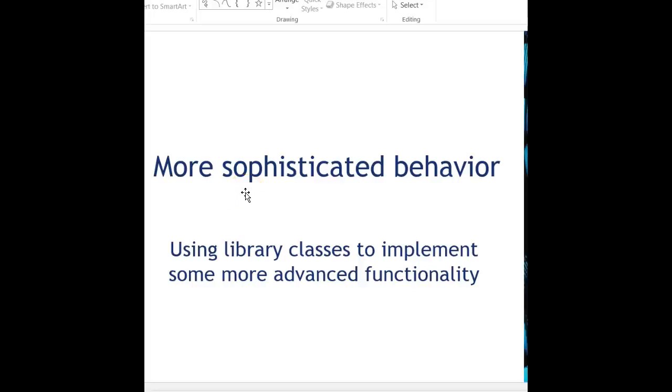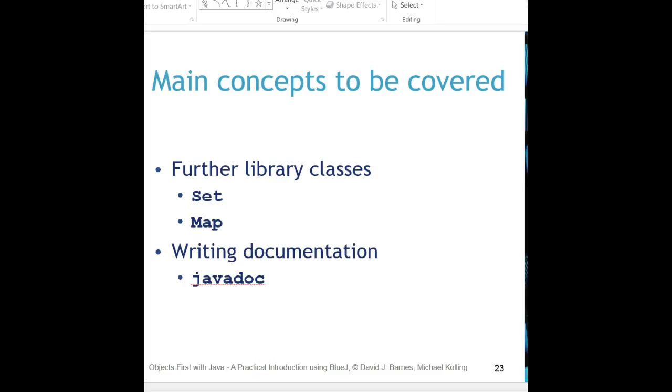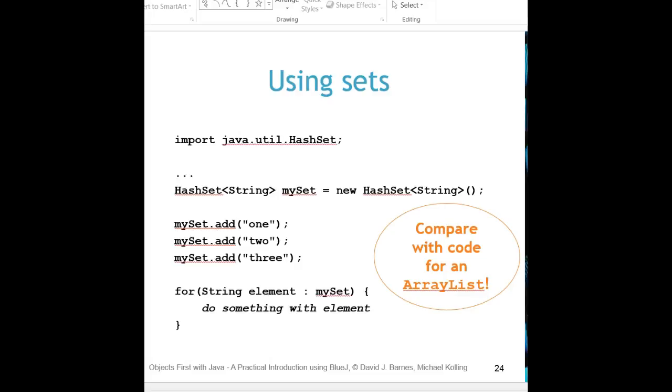So let's look at more sophisticated behavior, using library classes to implement some advanced functionality. Some of the main concepts that we are going to talk about are further library classes, set, map, and also writing documentation, the Javadoc. I will not cover using set and map. I will just leave it for you to read. It's on pages 219 through 223. If you have any question, just let me know about these two.